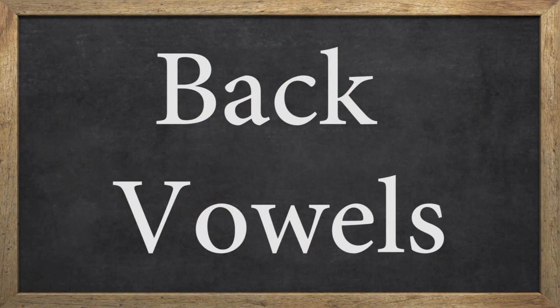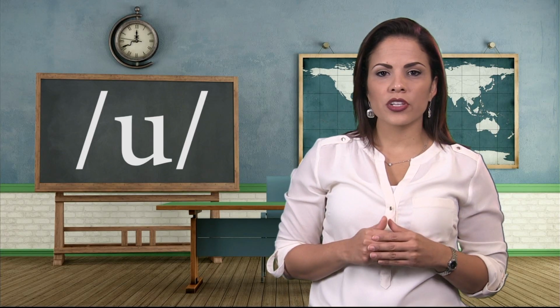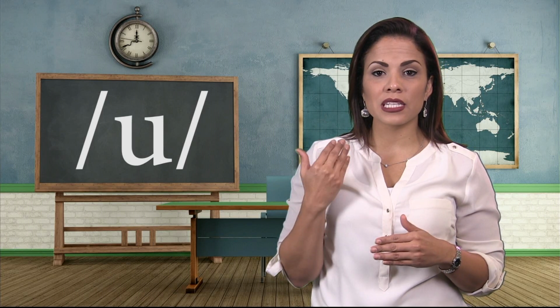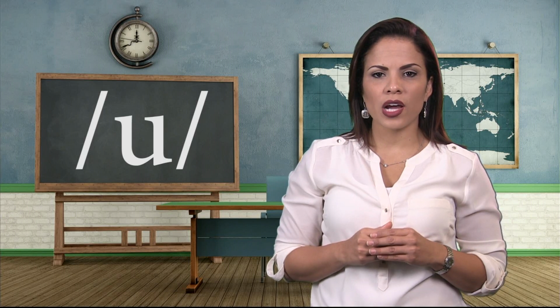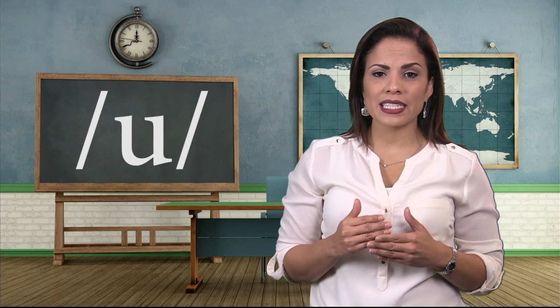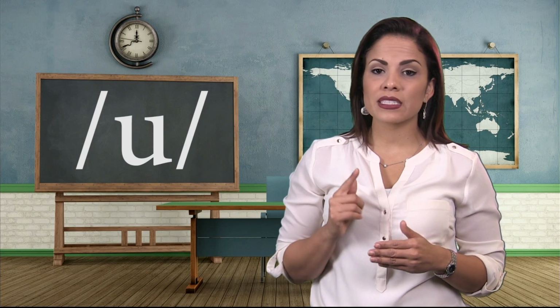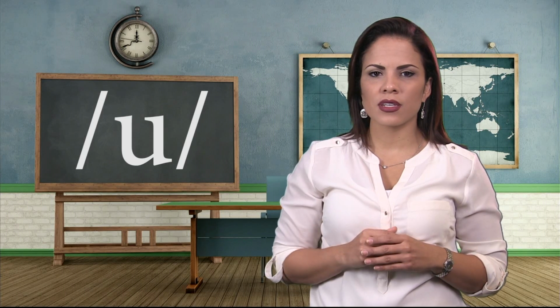Let's learn about back vowels. These sounds take place in the back of your mouth. The first sound we will talk about is oo. Your lips are rounded and your jaw is almost completely raised. Your tongue is high near the roof of your mouth. Let's try it. Oo. Oo can occur in the middle and at the end of a word, but never at the beginning of one, with the exception of the word ooze.